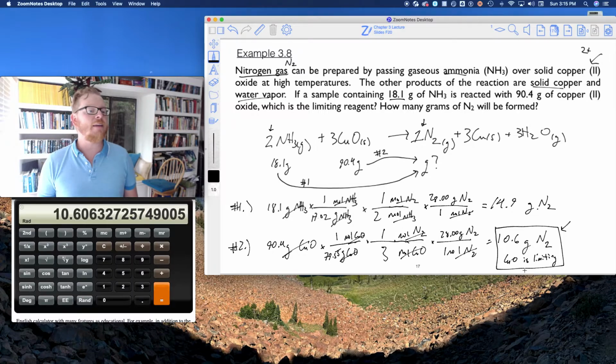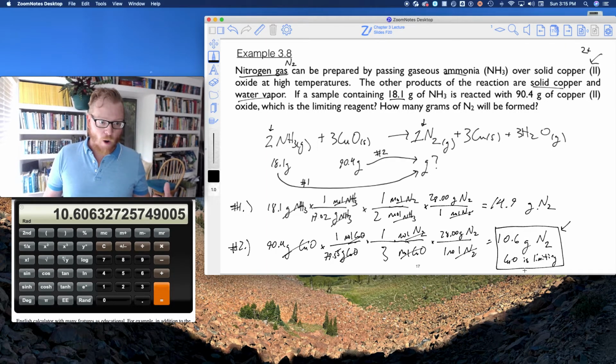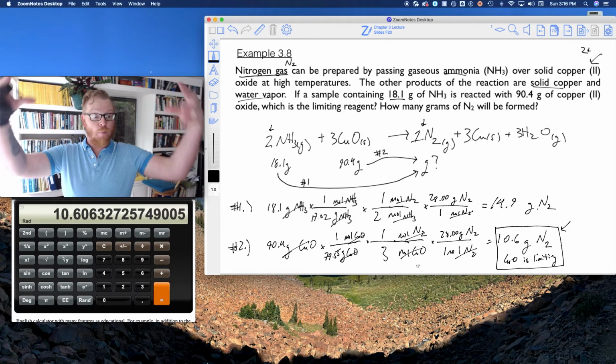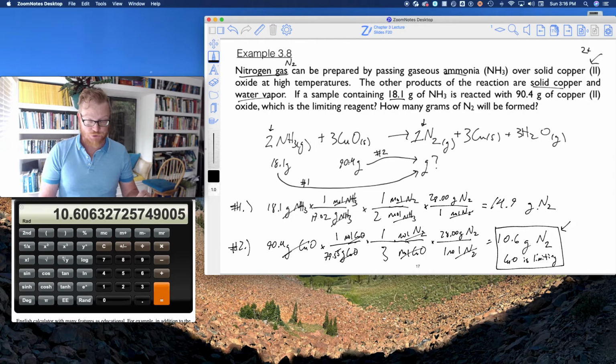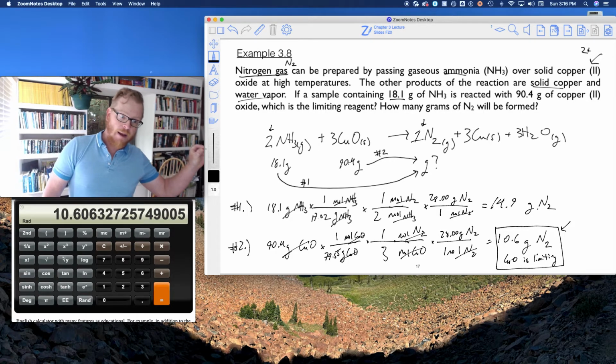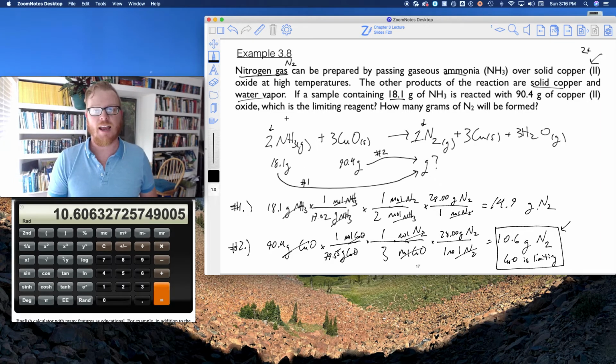And so what does that mean to be limiting? Well, it means you're going to run out first, okay? It means that we're going to use up all of the copper 2 oxide. And when we think about a chemical reaction, we can't just think of one reactant at a time, right? Both reactants are reacting. So when I take this 90.4 grams of copper 2 oxide and 18.1 grams of ammonia, the copper 2 oxide is going to run out first. And thereby I'm going to have excess NH3.